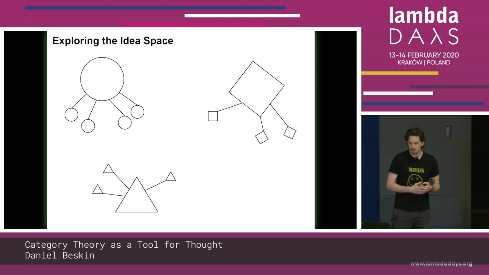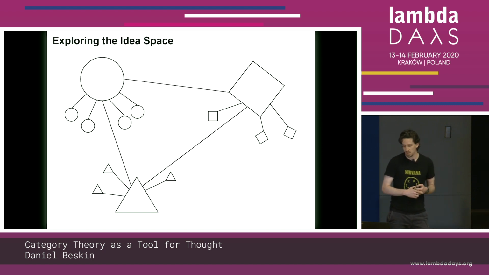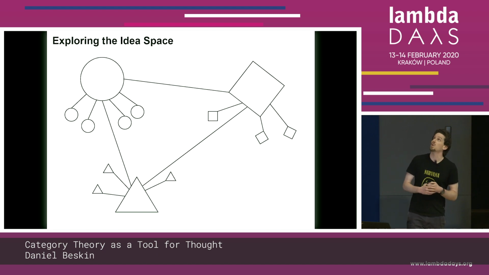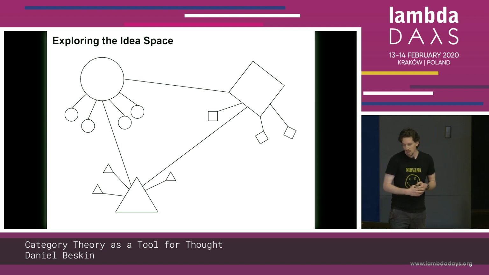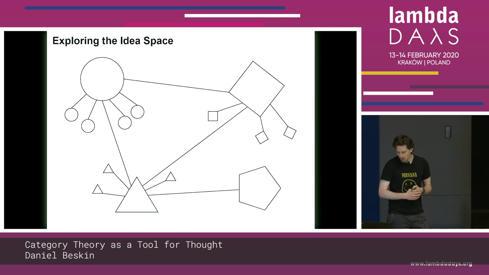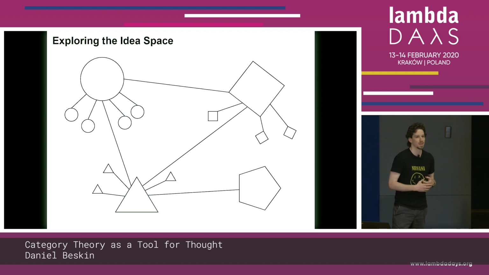In this talk, I'll try to show how category theory can provide us with various tools to help us explore this idea space and connect the various different shapes we have here. Now we might be able to actually see a connection between a circle and a triangle, and sometimes they might even help us find brand new ideas. Category theory will help us explore the idea space in a way that's much more mechanical and systematic than just sitting around and waiting for the stroke of genius to hit you on the head.